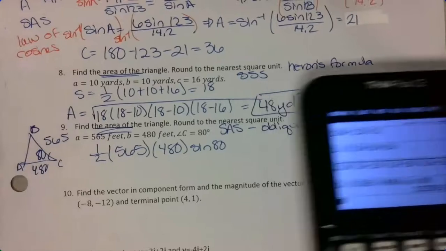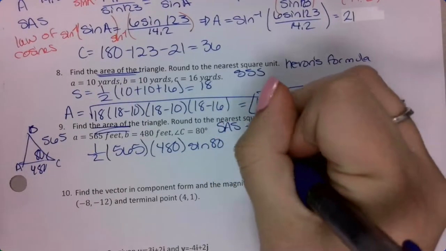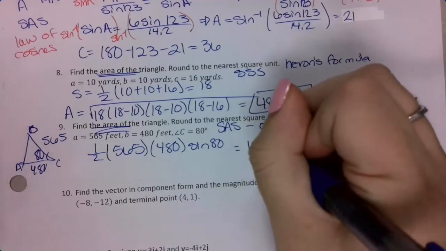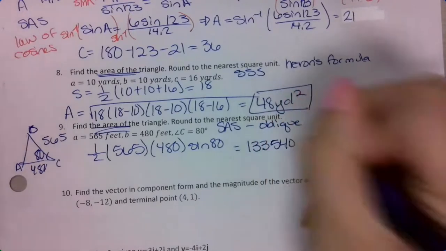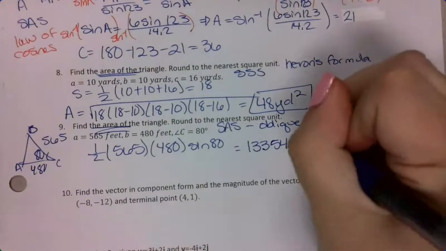Which gives me, nearest whole number, 133,540, because that 0.9 is going to make me round up. This is feet squared.